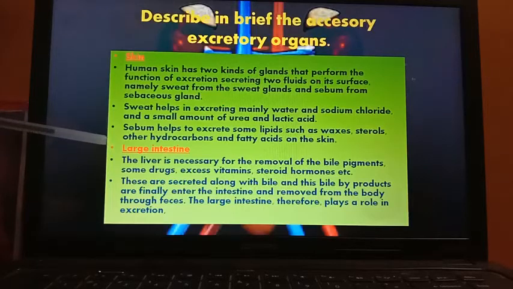At last, large intestine. The liver is necessary for the removal of bile pigments, some drugs, excess vitamins, steroid hormones that already we have discussed. These are secreted along with bile, and these bile byproducts finally enter the intestine and are removed from the body through feces or stools. The large intestine therefore plays a role in excretion.